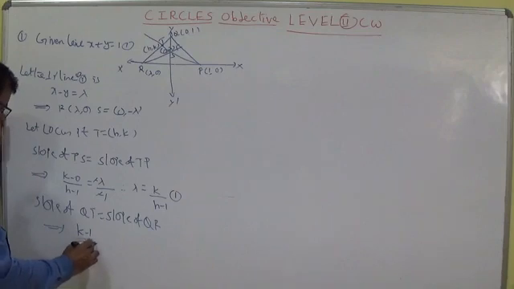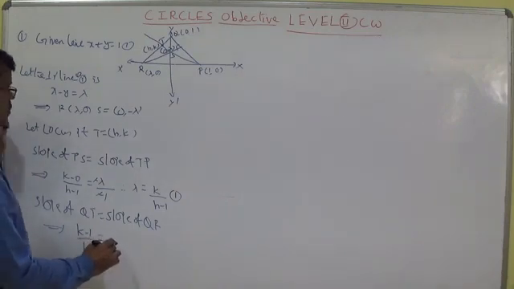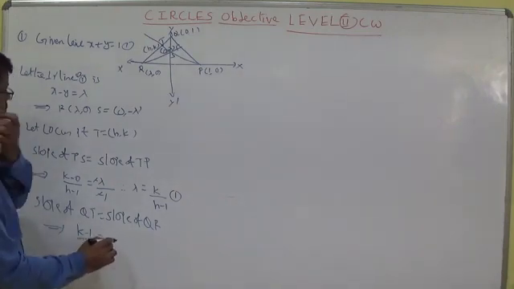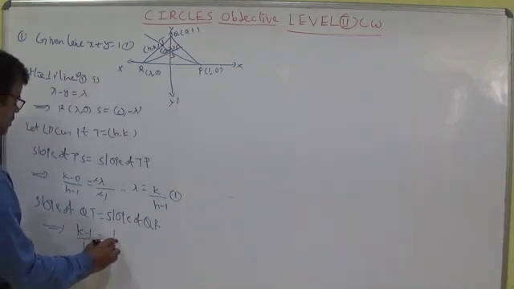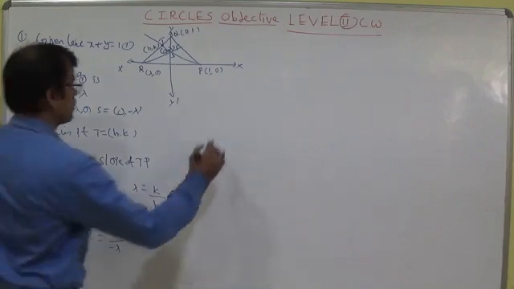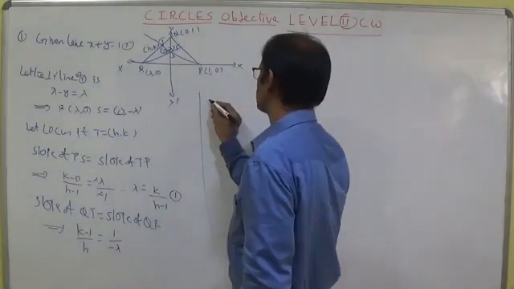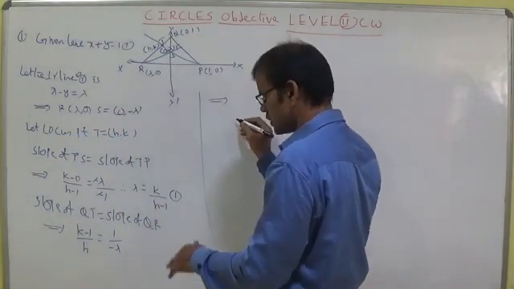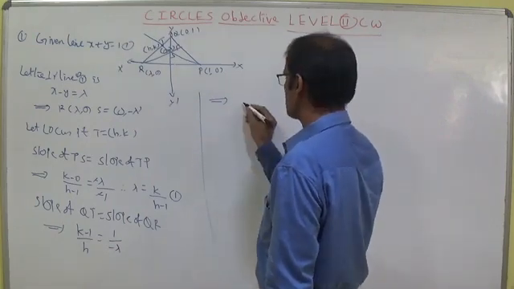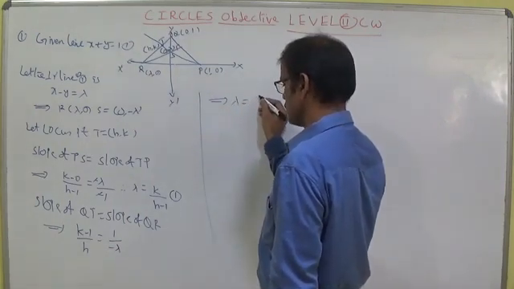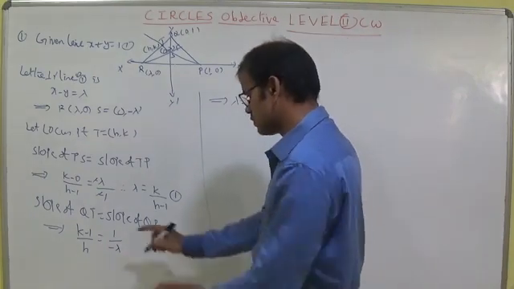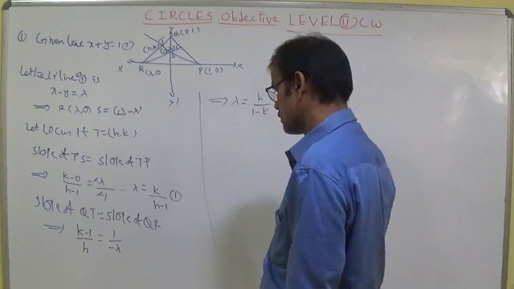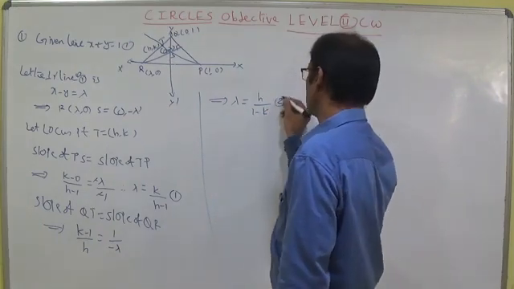K minus 1 by H is equal to 1 by minus lambda, that is 1 minus 0 by 0 minus lambda. So 1 by minus lambda. By taking reciprocal, we can say that lambda is equal to H by 1 minus K. Let it be the second equation.